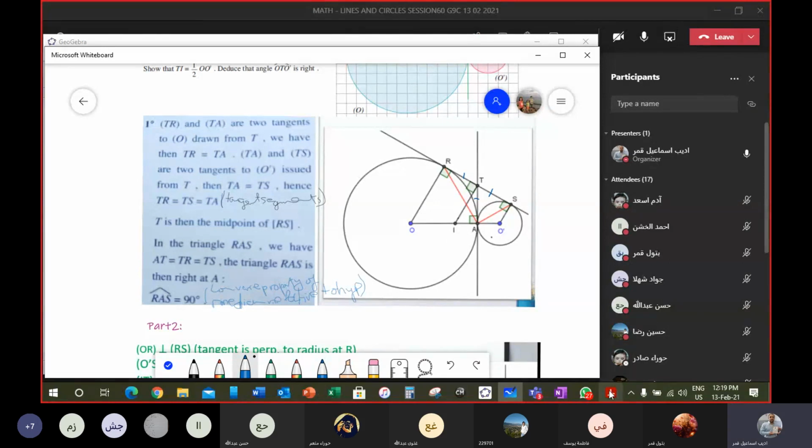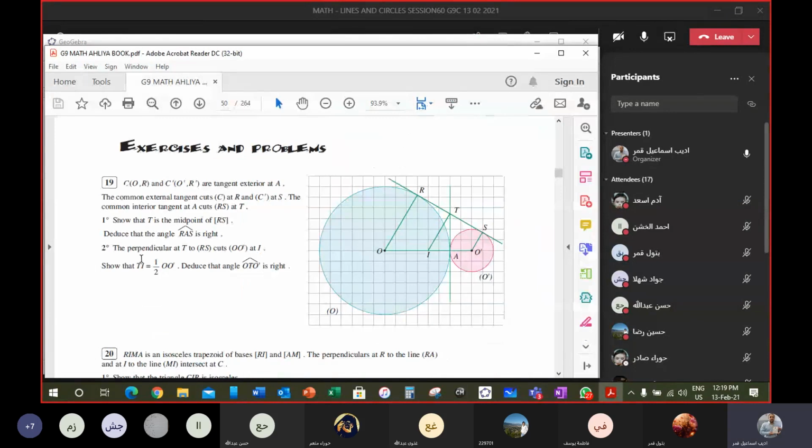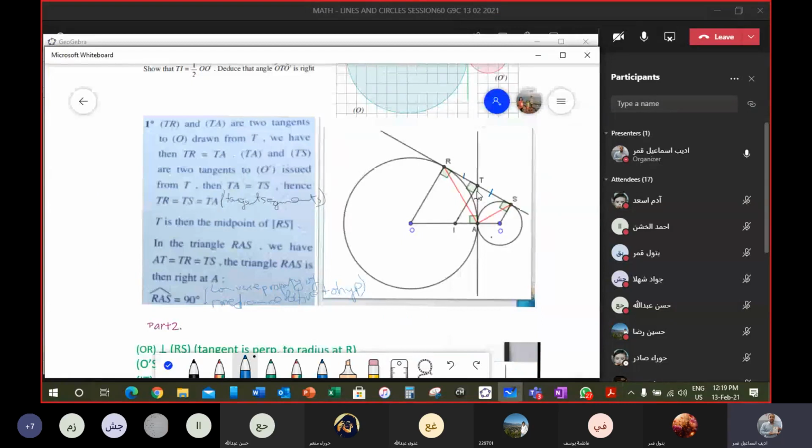Now we move to part 2. In part 2 the question says the perpendicular at T to RS cuts OO prime at I. So show that TI equals half OO prime. This perpendicular at T to RS, you see the 90 degree angle here, cuts the segment joining the two centers, OO prime, at I. So we want to prove that TI equals half OO prime.